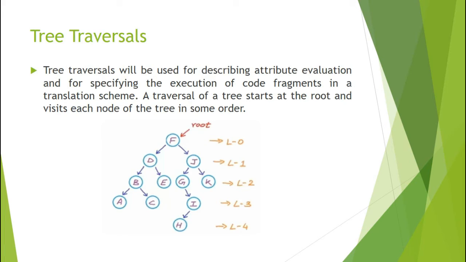So next is tree traversals. Tree traversals will be used for describing attribute evaluation and for specifying the execution of code fragments in a translation scheme. A traversal of a tree starts at the root and visits each node of the tree in some order, as you can see here in the given diagram.